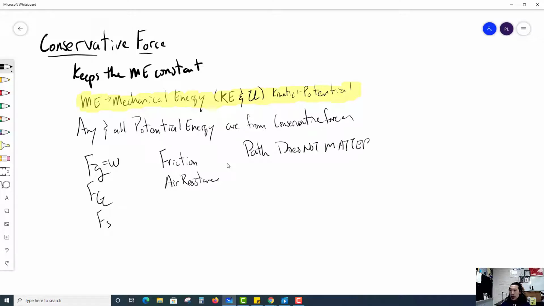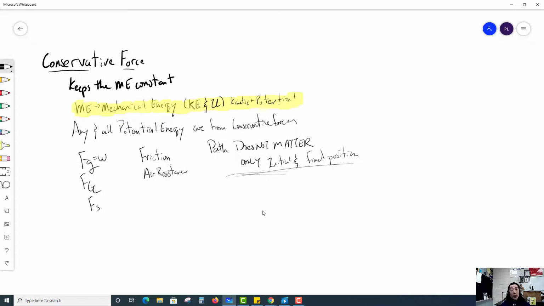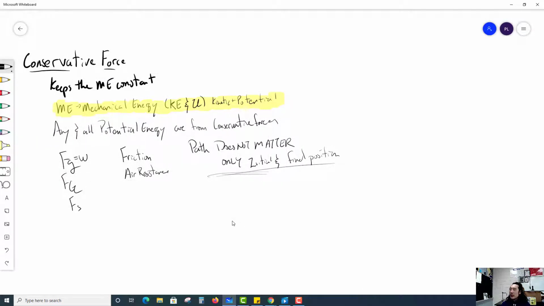Only initial and final matters. Final, I guess, position. It is path independent. So what does this mean for us? If you remember, when we're talking about the gravitational force, we said the gravitational force of, let's say, the Earth and the Moon. So here's our Earth and here's our Moon. Now, the Earth and the Moon are separated by a distance, r.